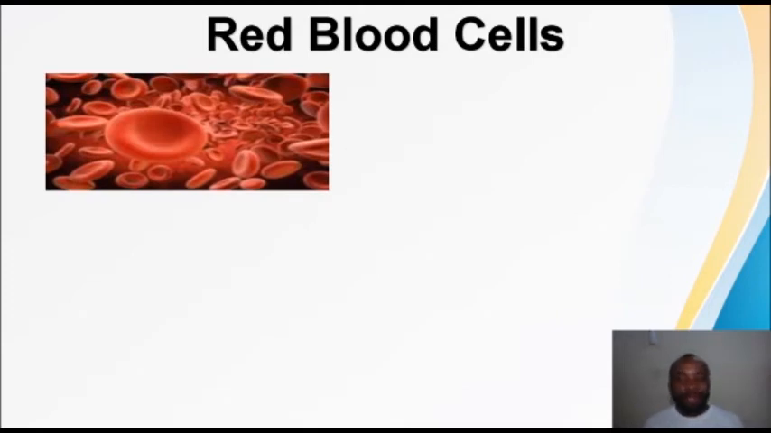Now the red blood cells. This is how the red blood cells look. Did you see it? This is how they look. In fact, they make up almost 90% of the blood. That is why they are the cells that give the blood its reddish color.